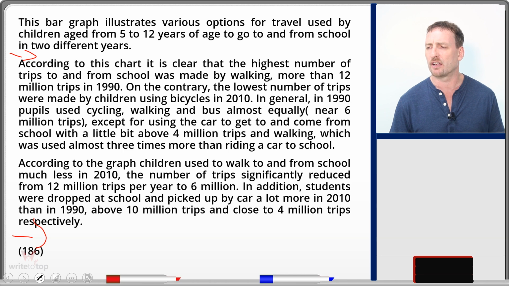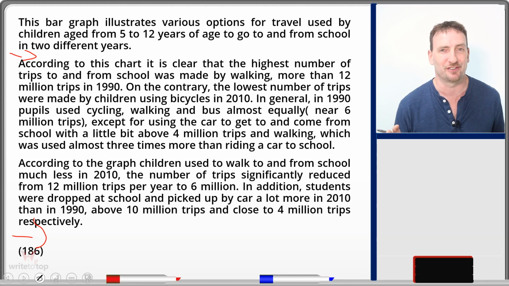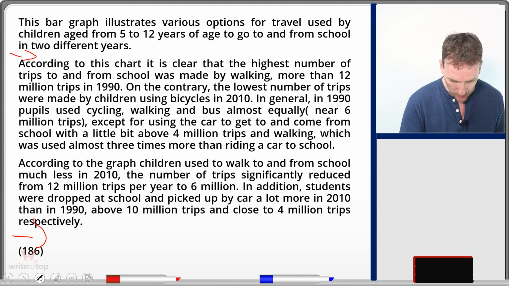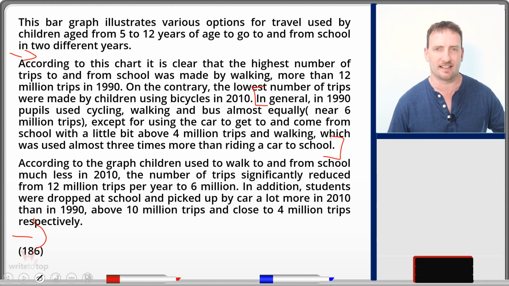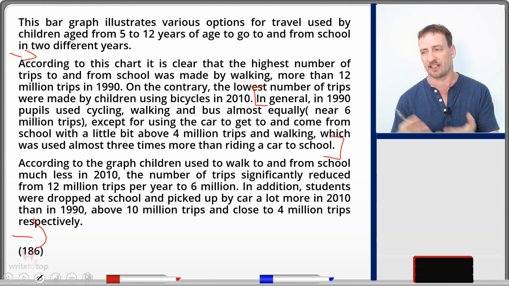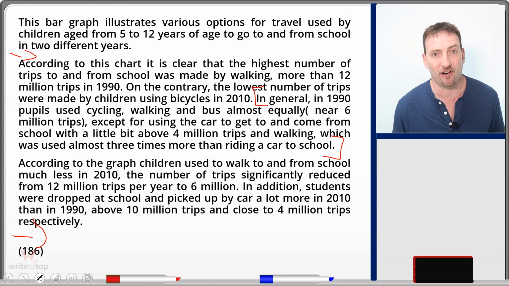Except for using the car to get to and from school with a little bit above 4 million trips and walking with, right away, I lost control of what this person is trying to say. First of all, notice this sentence starts here. It ends here. Way too many ideas, way too many clauses. It's a run-on sentence. After you get into the car, I don't actually know what this person is saying. So this person has lost control of the paragraph and the whole thing falls apart.